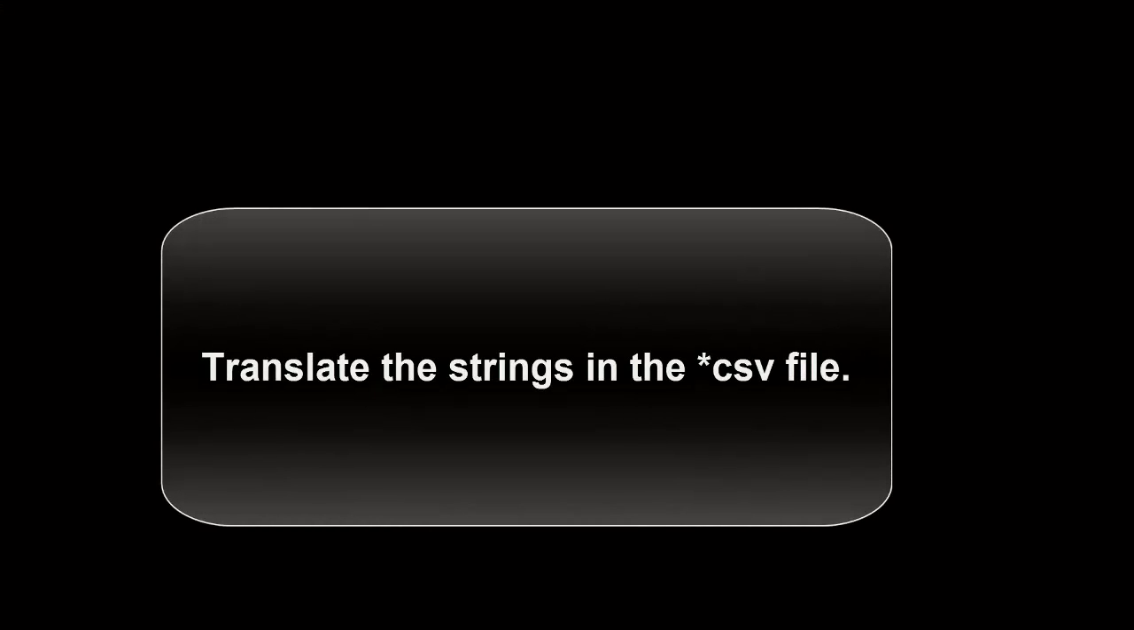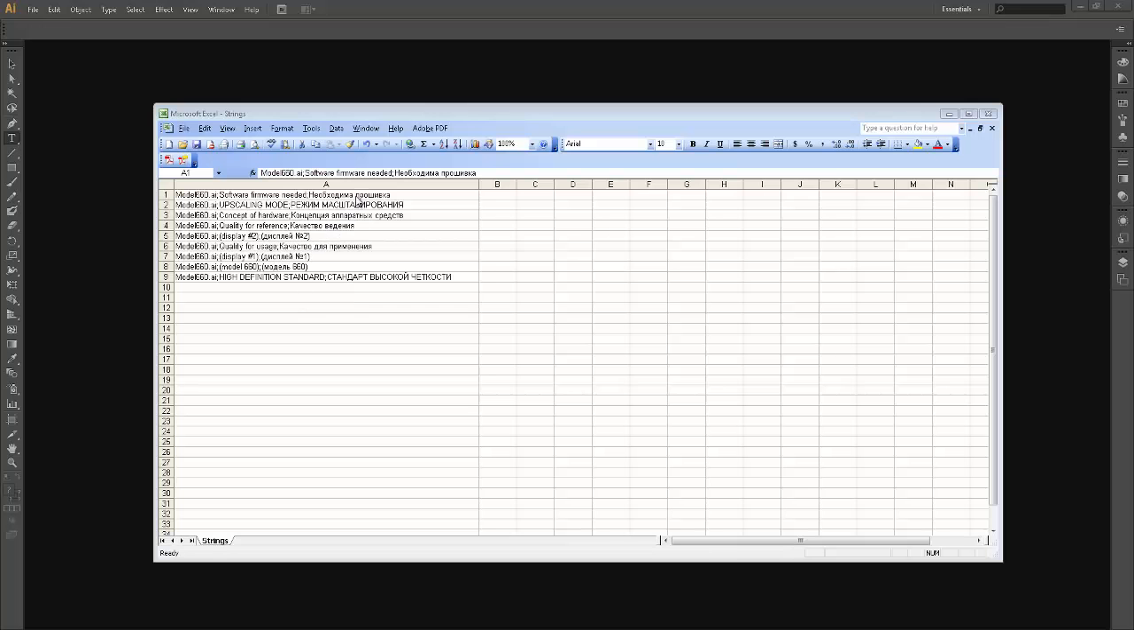Substitute each English string with the corresponding translation. In our case, we translate into Russian. Make sure you haven't removed any semicolon separators and haven't added any extra spaces.